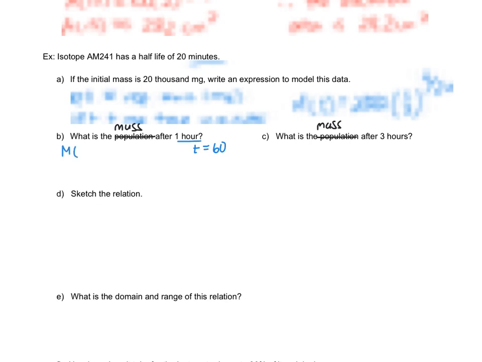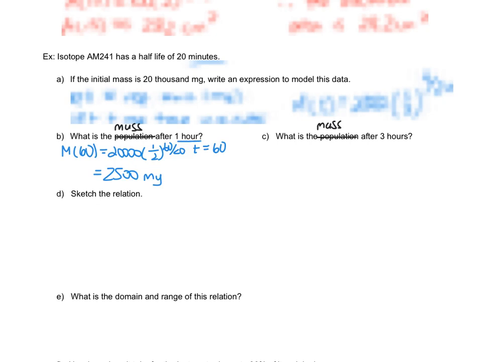So in my equation, I'm going to evaluate M at 60. So that's 20,000 times 1/2 to the power of 60 over 20. And 60 over 20 is 3. So that means that rate of a half is applied 3 times in that hour span. And when you plug that into your calculator, you get exactly 2,500 milligrams. So then you would write your therefore statement of, therefore, the mass is 2,500 milligrams after an hour.